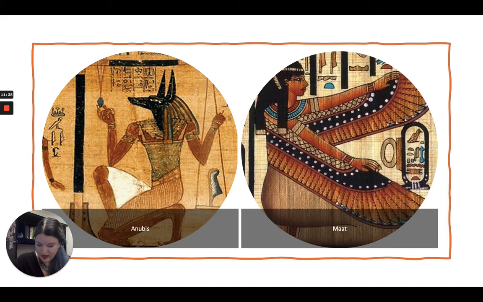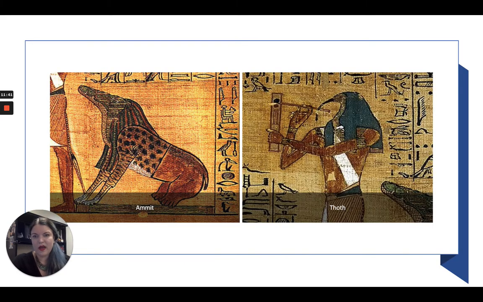And then we have Ammit, who is kind of my favorite. He's this very strange looking chimera-like creature. He is made up of crocodile, lion, and hippopotamus parts. Sometimes he also has spots like a leopard, like he is shown here. And he devours the sinful.